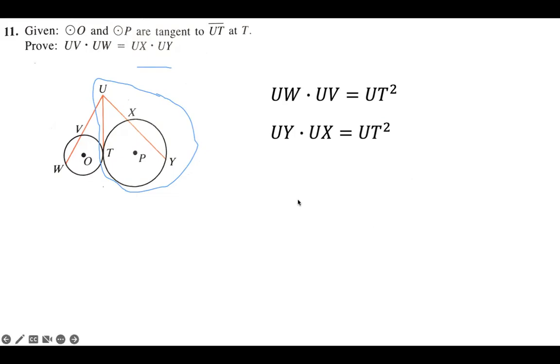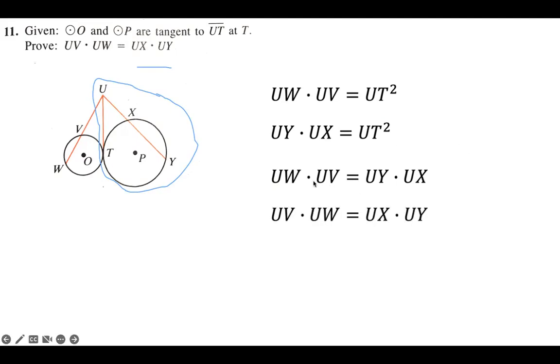Those two statements are equal to the same value, UT squared. So we could use some substitution and set them equal to each other. Multiplication is commutative: 2 times 3 is the same as 3 times 2. So I can switch up UW and UV, and we get to our final answer. I didn't write this as a formal proof, but those would be the steps.